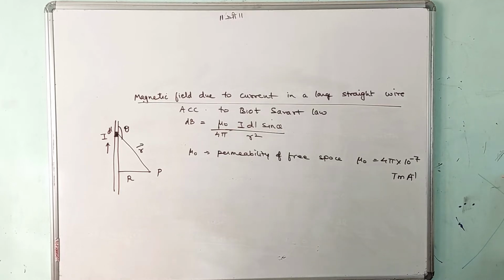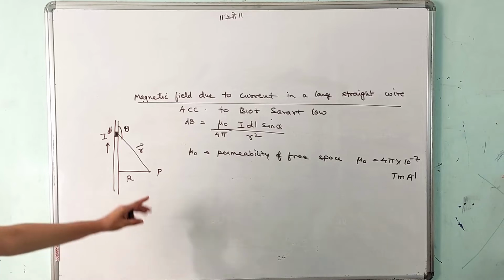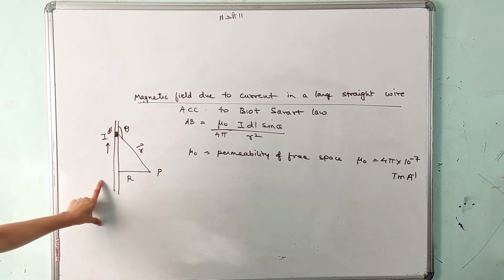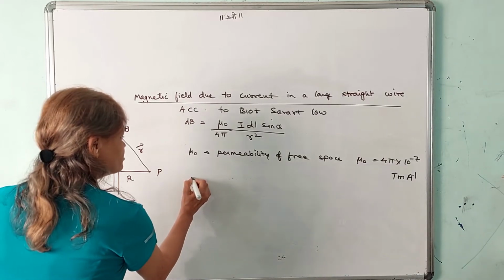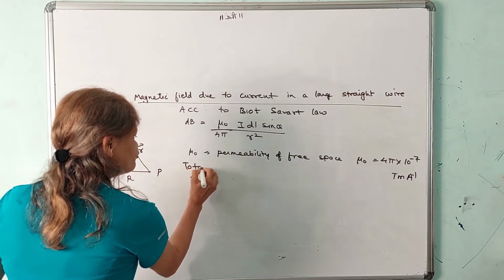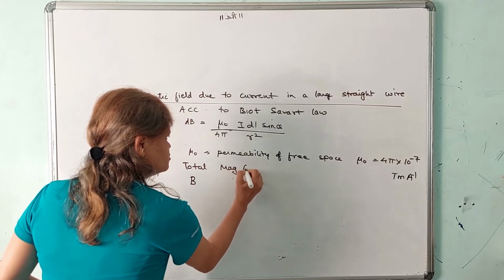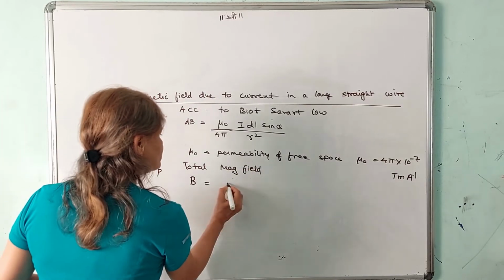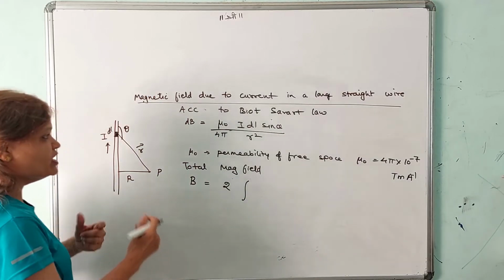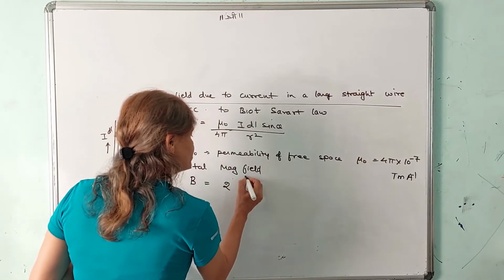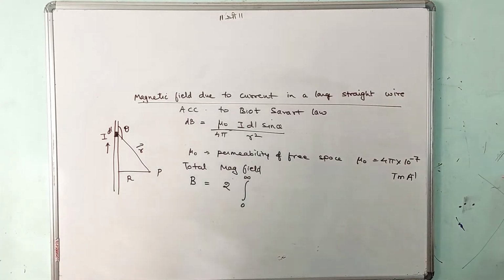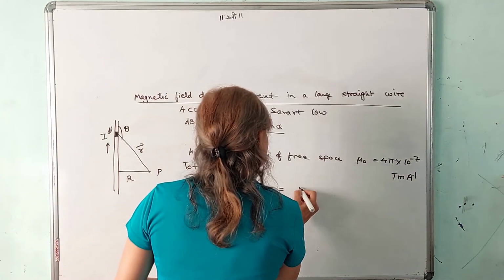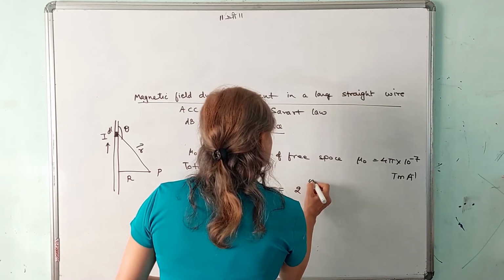Now we have to find the magnetic field at point P due to this long wire. So we will consider two halves, the upper half and lower half. So the total magnetic field B, this is just the magnetic field due to the current element. Total magnetic field is 2 into the integral from 0 to infinity, it is an infinitely long straight wire, of dB. So now we substitute dB.